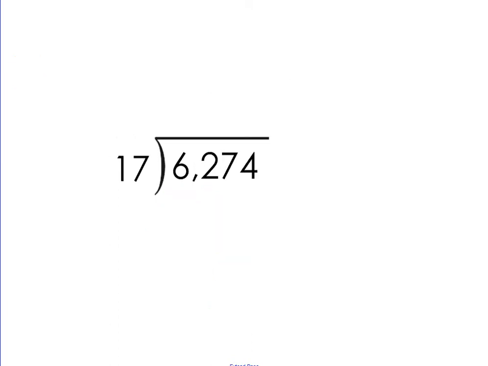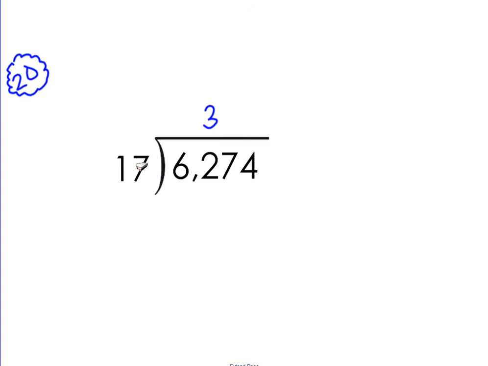Let's try another one. For this instance, I'm going to round 17 to 20 and use 20 as the number I'm thinking about to help me divide. How many 20s go into 6? Well, none do. So how many 20s would go into 62? 3 20s. So let's multiply 3 times 17.